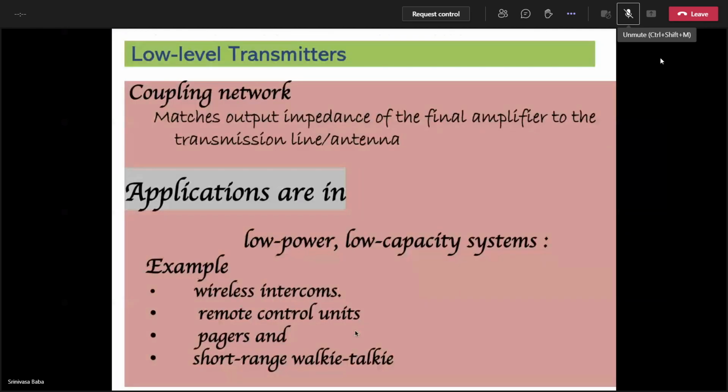Any questions so far? For applications, anything, if you have any more clarification, I'll be happy to give you a further explanation. Otherwise, we'll move on to the next topic. Low level transmitters. Any questions? If there are none, I'll move on to the next one.